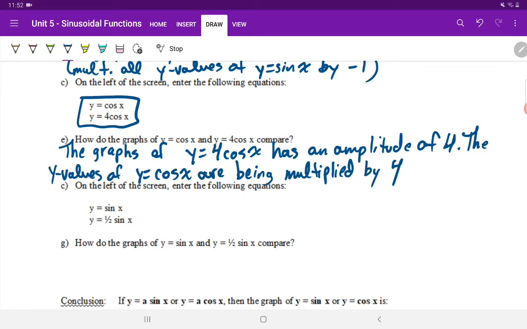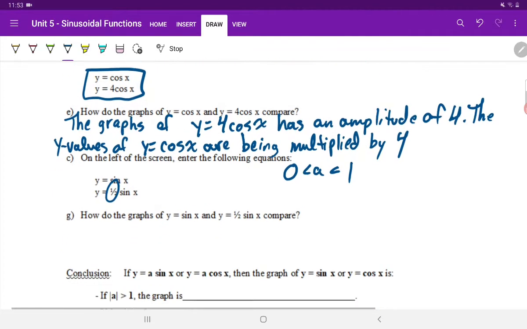Okay, and let's move on now. Now we've done a negative, we've done a number greater than 1, and now we're going to look at a number in between 0 and 1. So what happens when a is in between 0 and 1? Actually, it's not going to equal 0 there, and it's not going to equal 1. It's just going to be either greater than 0 or less than 1. So what happens in this case? This time we have a 1/2. All right, let's take a look.